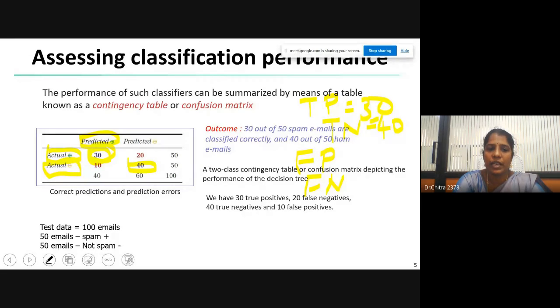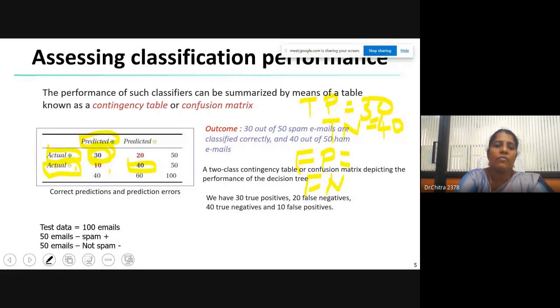Actually, these values are negative, but the classifier predicted them as positive. Actual negative values, falsely predicted by the classifier as positive, are called false positives. False positive means these are actually negative values, but the classifier classified them as positive values. That set of values is called the false positives.